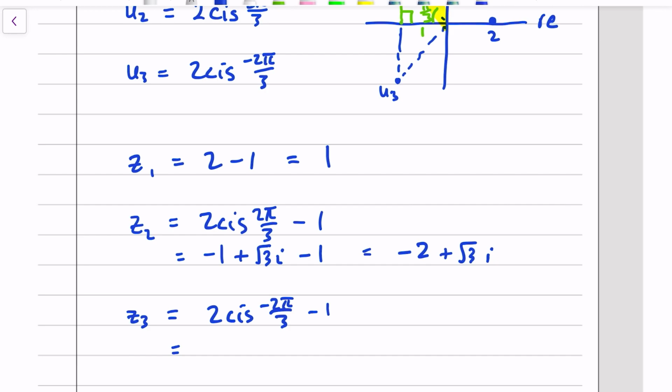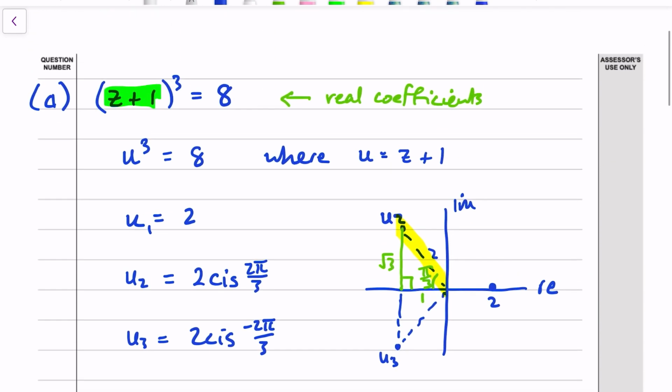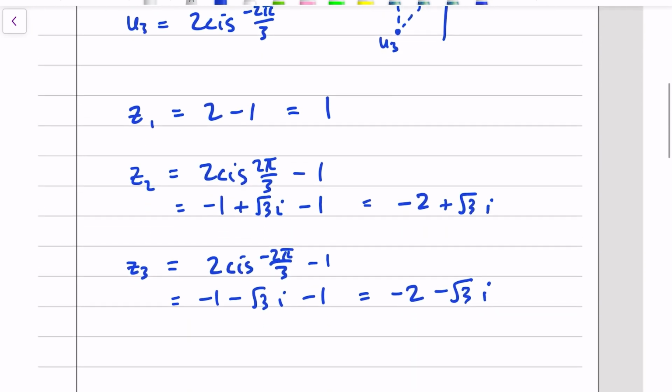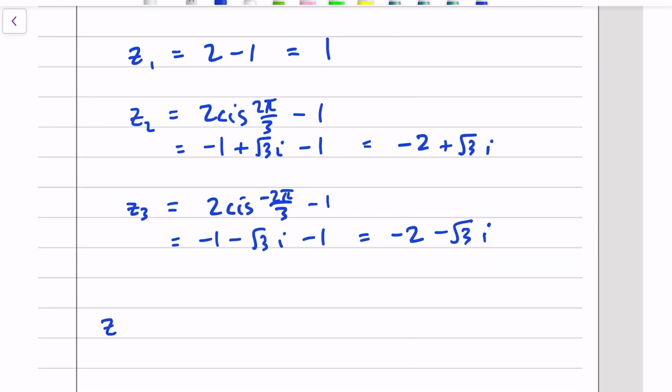So minus 1 minus root 3 i, and then take away 1 from the u value to get the z value, minus 2 minus root 3 i. There are 3 solutions to the problem. Let's go back to this question, (z + 1)^3 = 8. This question here, like I said, could be solved in different ways.